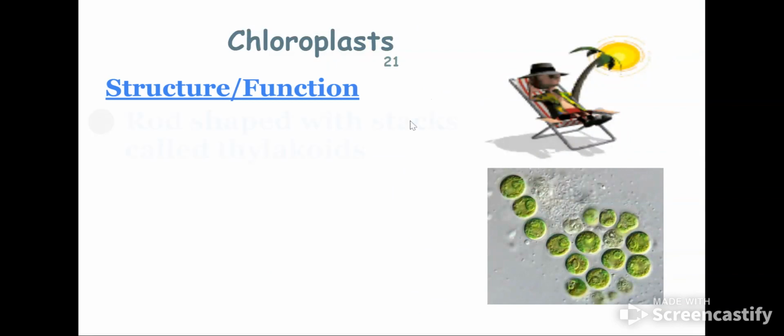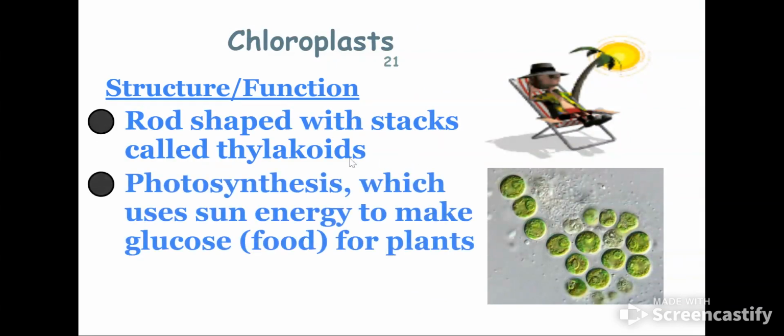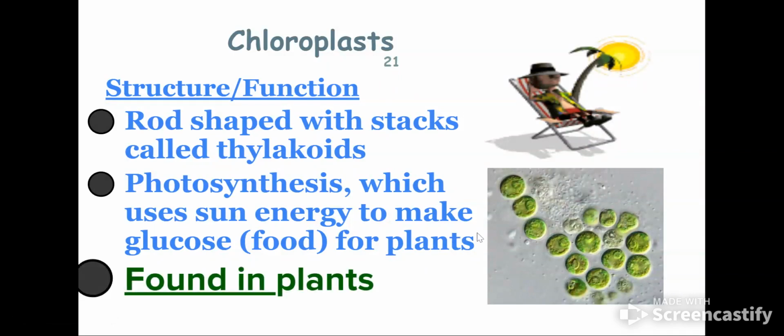Chloroplasts. They're also rod-shaped, and they've got little stacks in them called thylakoids. Its main function is photosynthesis. Remember, synthesis means to make. So it uses the sun's energy, hence the photo part, to make glucose, which is food for plants. It's found in plants. Certain protists have it, but we'll focus in on plants for chloroplasts.